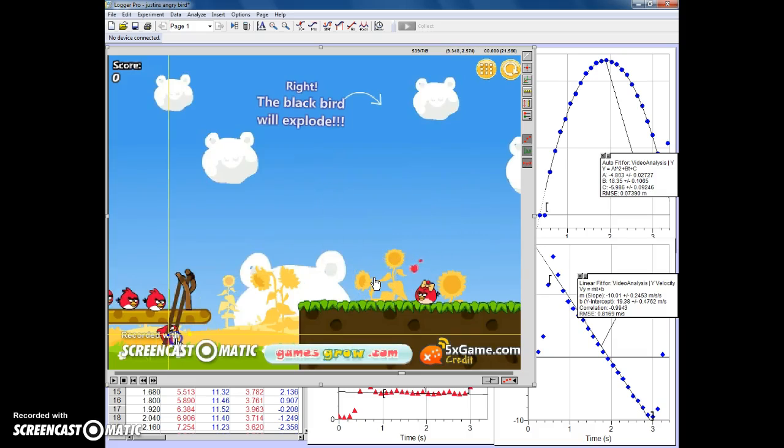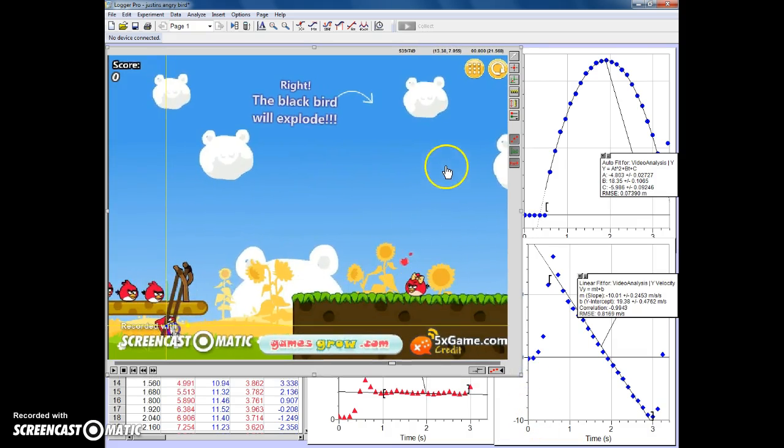That's what you're assuming about the bird, that it's 0.9 meters tall. You're also assuming the gravity is negative 9.8 meters per second squared. And so you use that as your scale. Next thing you do is set the coordinates, and that is with this over here.